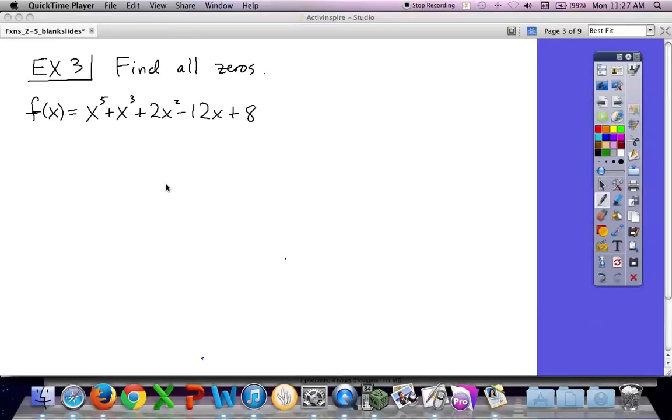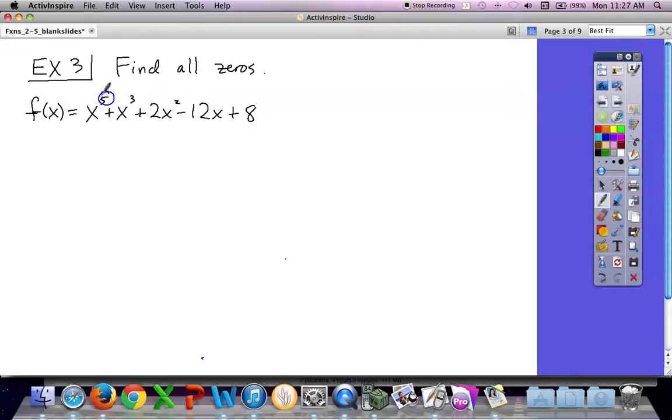This is example 3. It says find all the zeros. So they don't just mean the real zeros now, which we can probably see on the graph. They mean all the zeros. So in this case, how many zeros is that? Well, because the degree is 5, then we would expect 5 zeros.